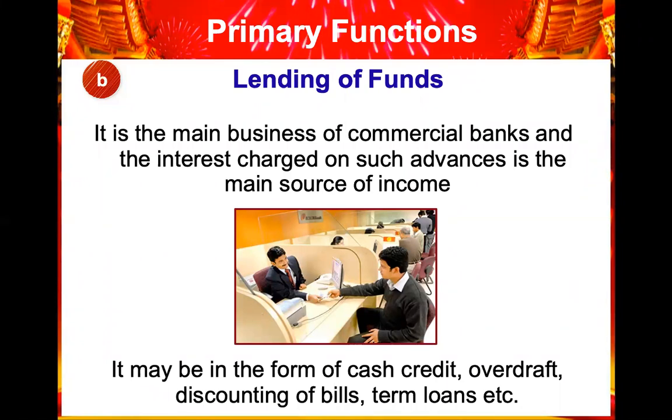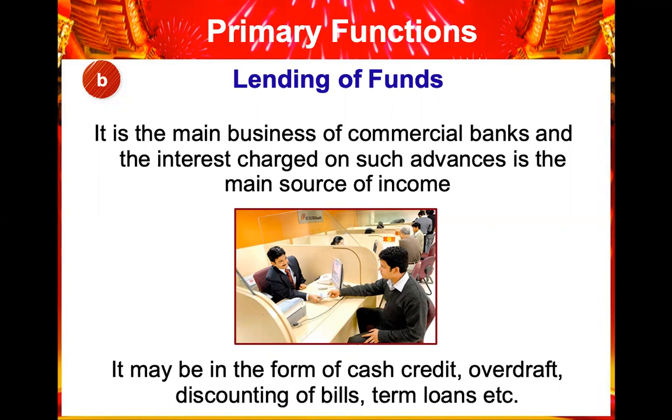So what they are getting? They are getting the interest on loan, right? और ये होता है उनका main source of income. Main source of income का मतलब क्या हुआ? जितना भी उनके पास इंटरेस्ट से पैसे आते हैं, this is how they are actually generating salary for their employees. They are growing. So main source of income क्या होती है इन लोगों की? वो होती है इंटरेस्ट पे लोन पे जो इंटरेस्ट आता है. That is the main source of income, right? It may be in the form of cash credit, overdraft, discounting of bills, term loans, etc.